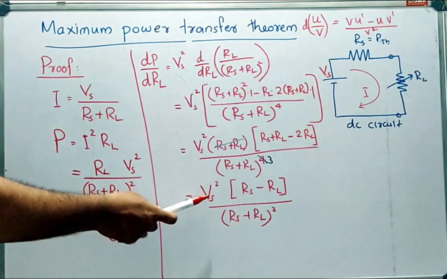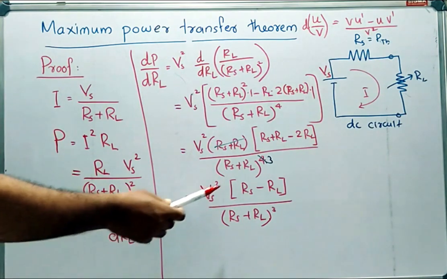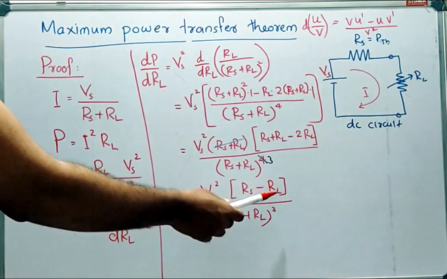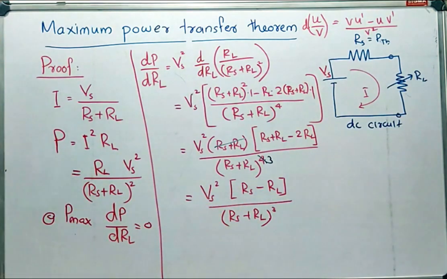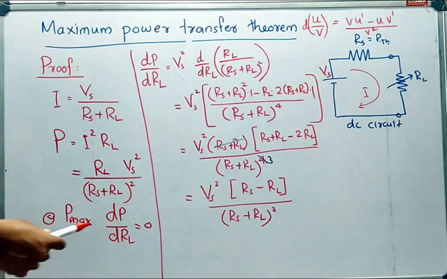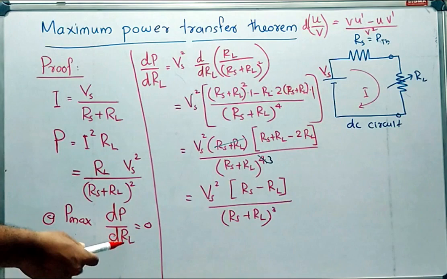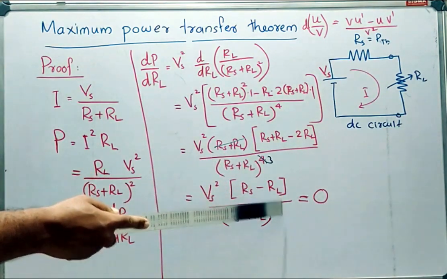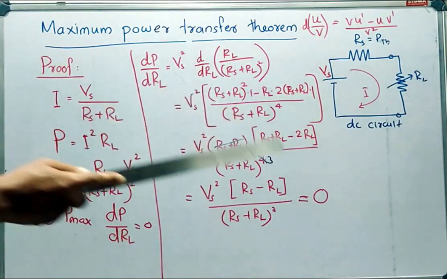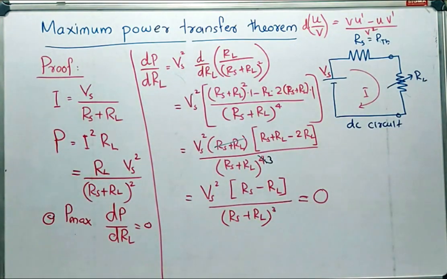Further simplification, we can obtain this expression: Vs square into (Rs minus RL) divided by (Rs plus RL) all raised to 3. So at Pmax, we need to find the derivative of power with respect to RL and equate it to 0. Here, this is the derivative of power with respect to RL.